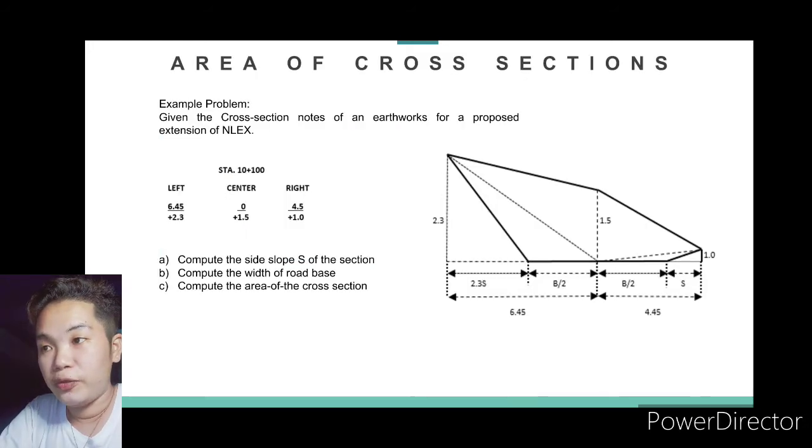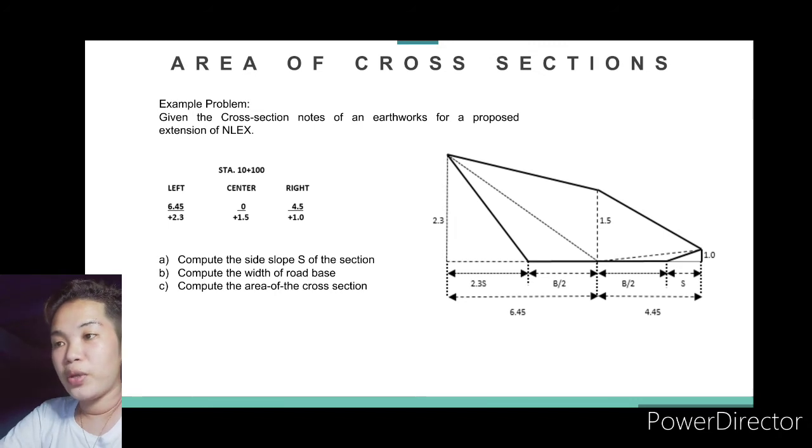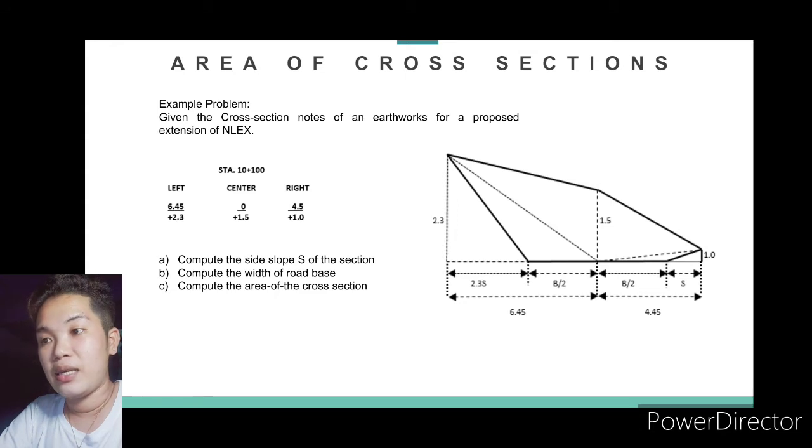And now we are down to the example problems to solve for the area of cross-sections and the volume of the earthworks. For problem number 1, we are given the cross-section notes of an earthworks for a proposed extension of NLEX. So station 10 plus 100. At distance 0, we are given a vertical distance of positive 1.5. And at horizontal distance 4.5, we are given a vertical distance of positive 1.0. And at a horizontal distance 6.45, we are given a vertical distance of positive 2.3.